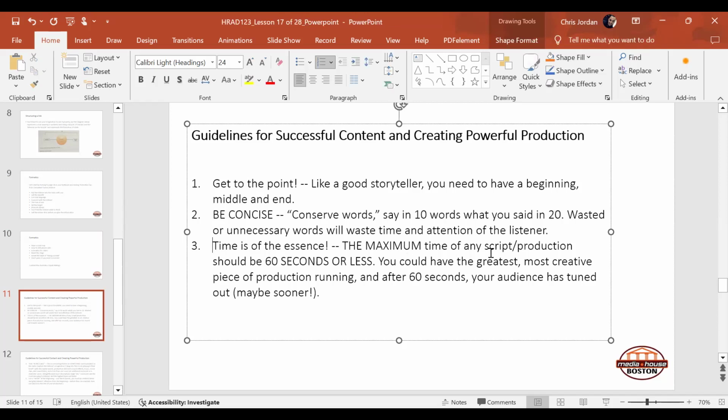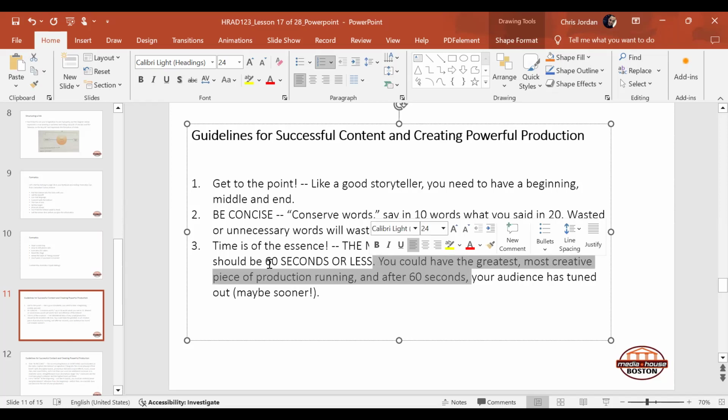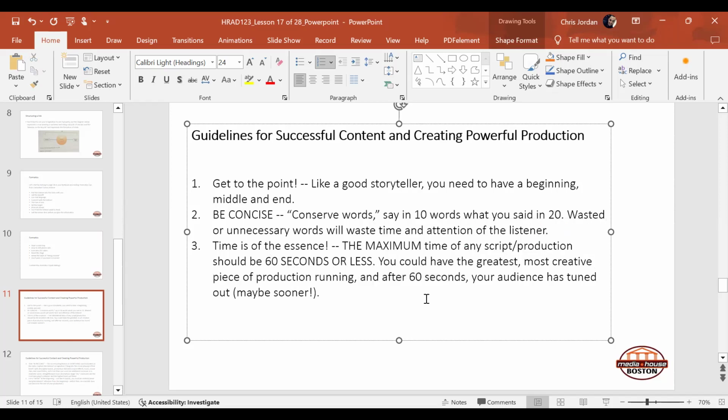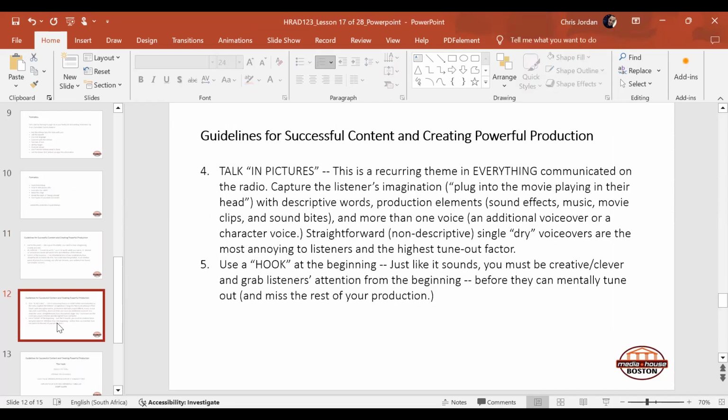So the maximum time of any script production should be about 60 seconds or less. But you should have the greatest, most creative piece of production running. After 60 seconds, your audience has tuned out, maybe even sooner. So note again, it's not a hard and fast rule. It's an example, just know what you can do in that time and do it. Let's move to some more.